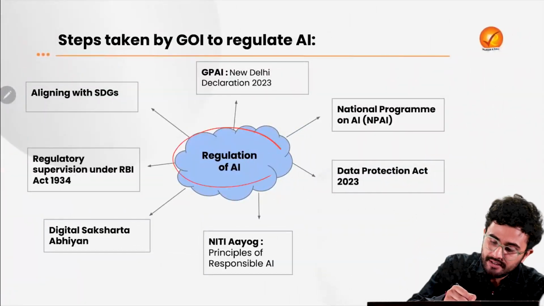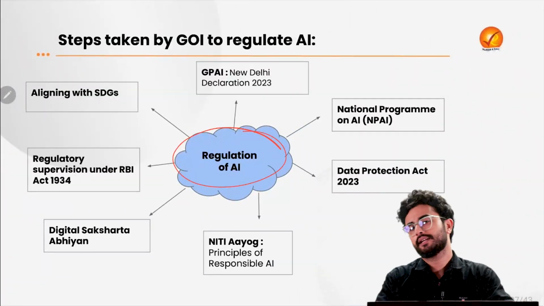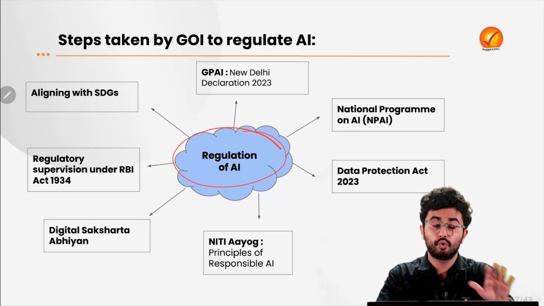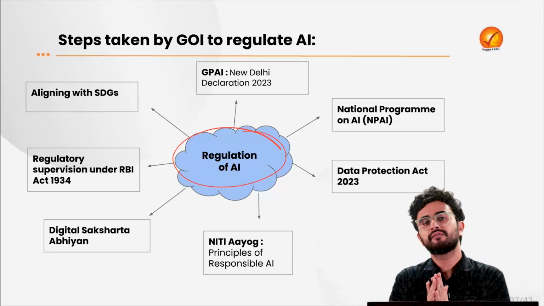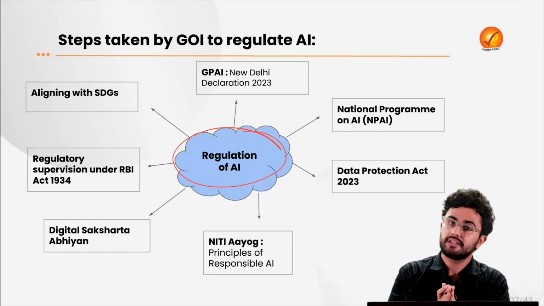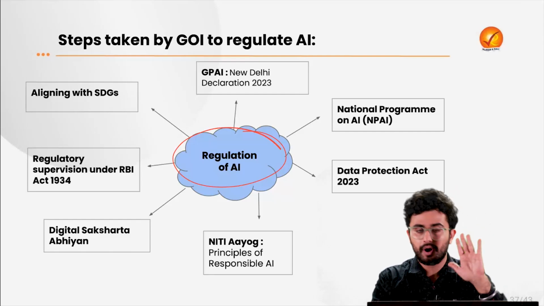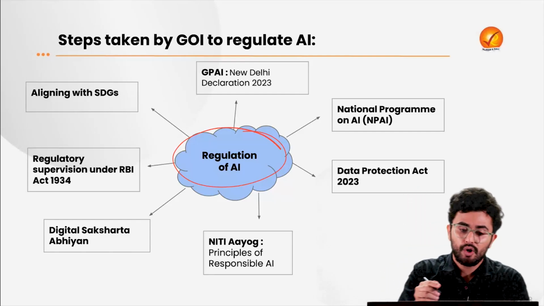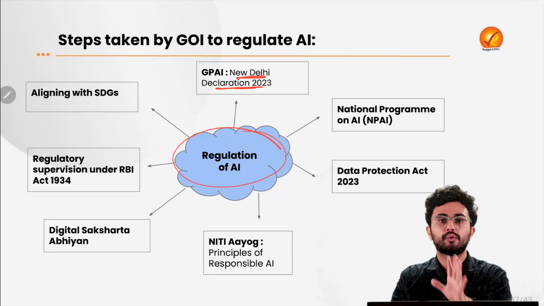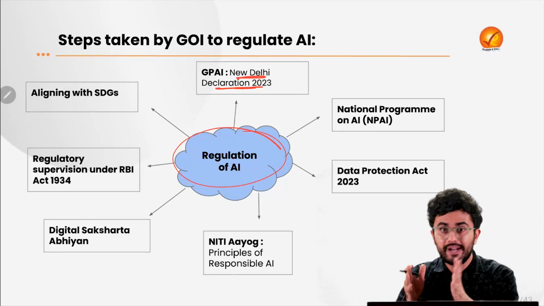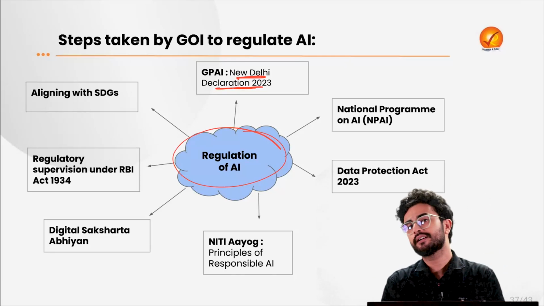Then, to regulate this artificial intelligence, the government has taken several steps. First is the Global Partnership on Artificial Intelligence. Under this, a summit was conducted. 29 nations were there who are part of this GPAI. They launched the New Delhi Declaration 2023 to provide uniform regulation as well as create standards to regulate artificial intelligence, including in the banking sector.